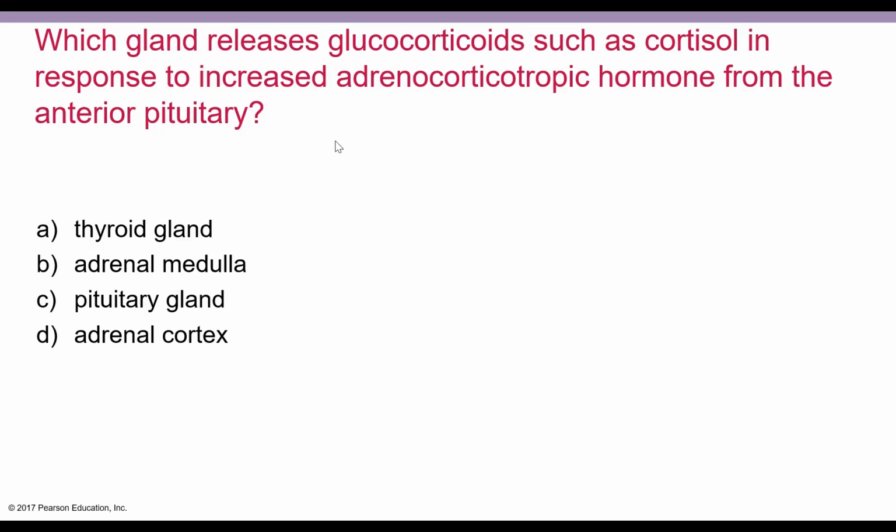Okay, so a lot of response for D. Which gland releases glucocorticoids, such as cortisol, in response to increased adrenocorticotropic hormone, or ACTH, from the anterior pituitary? And so the answer here is adrenal cortex, right?